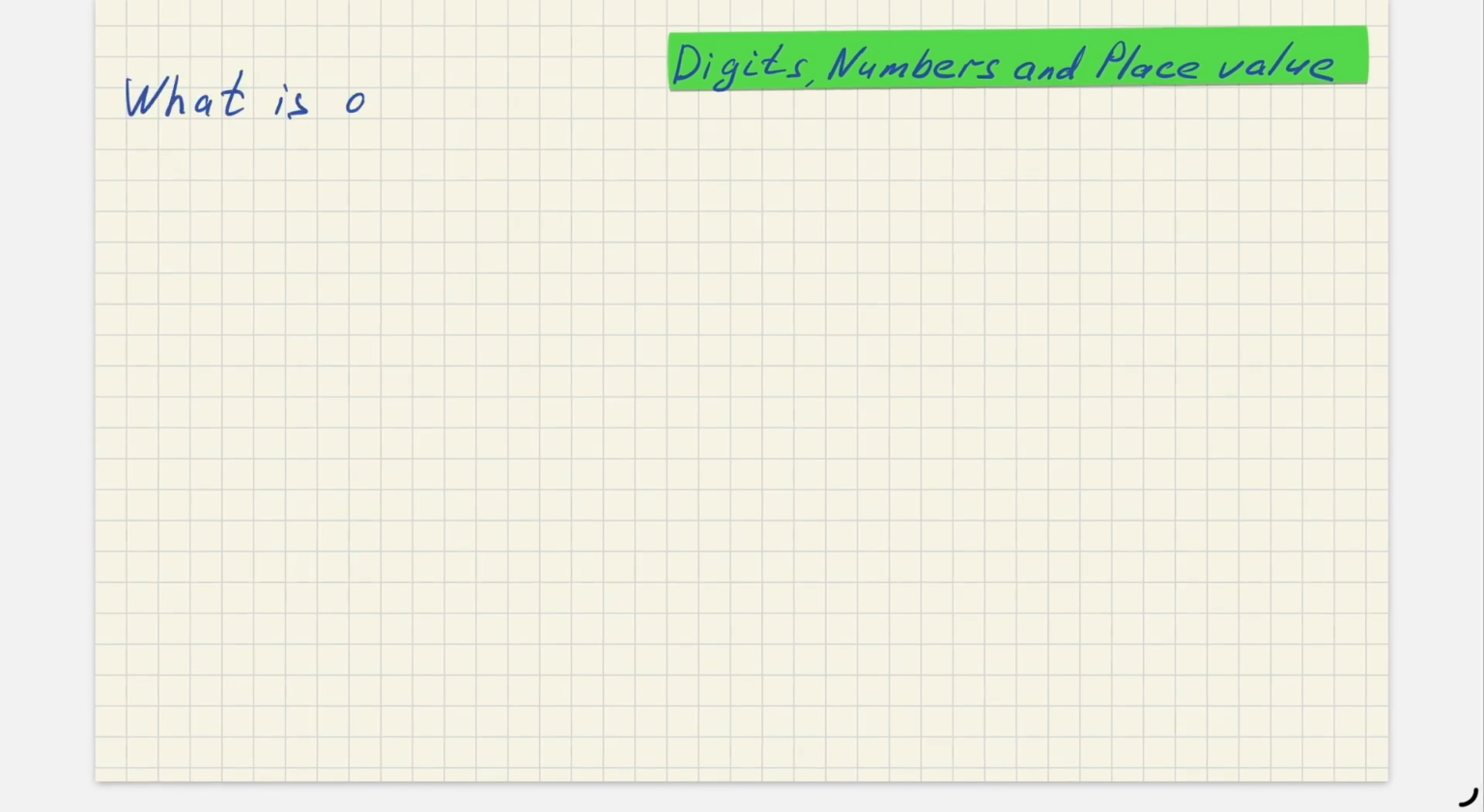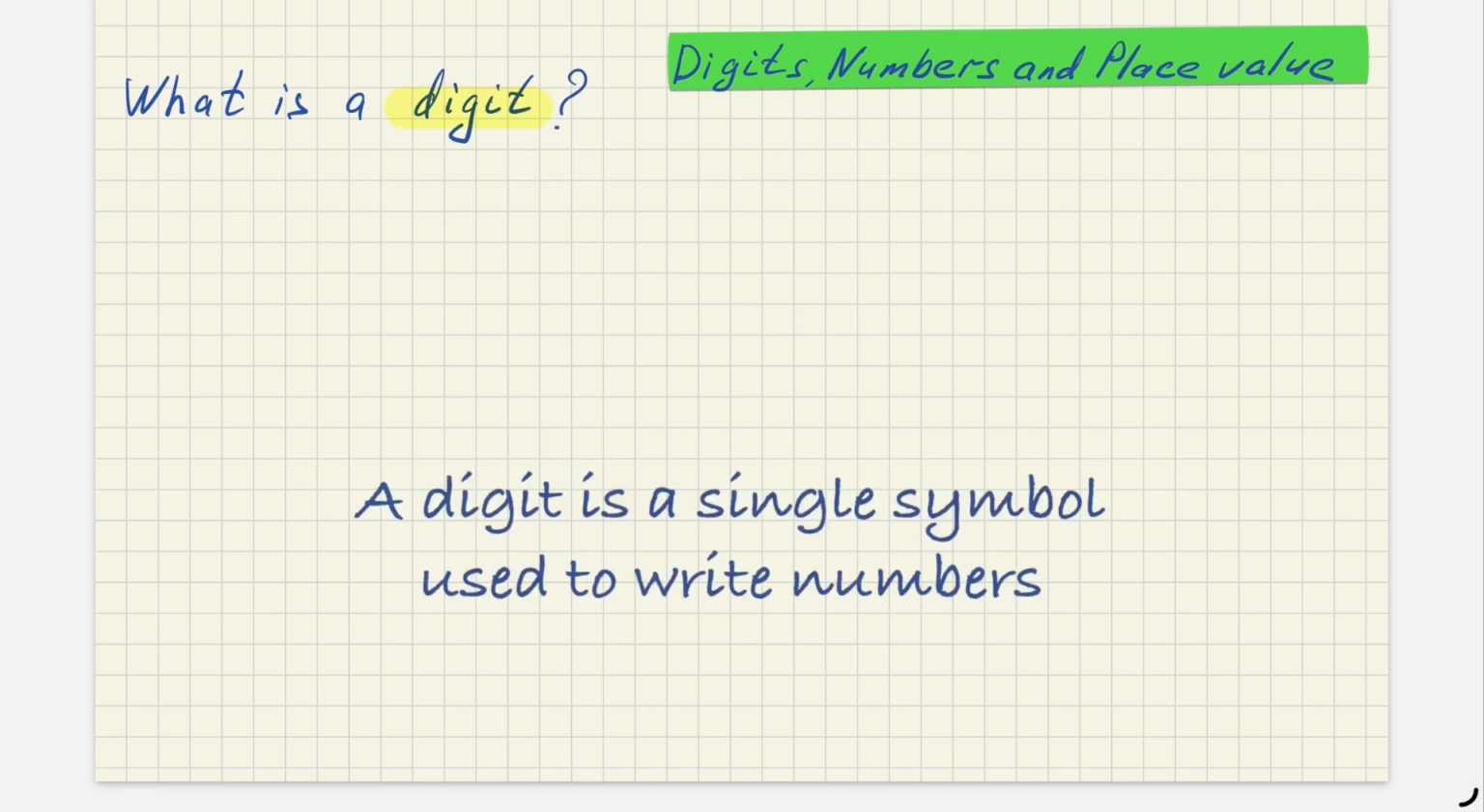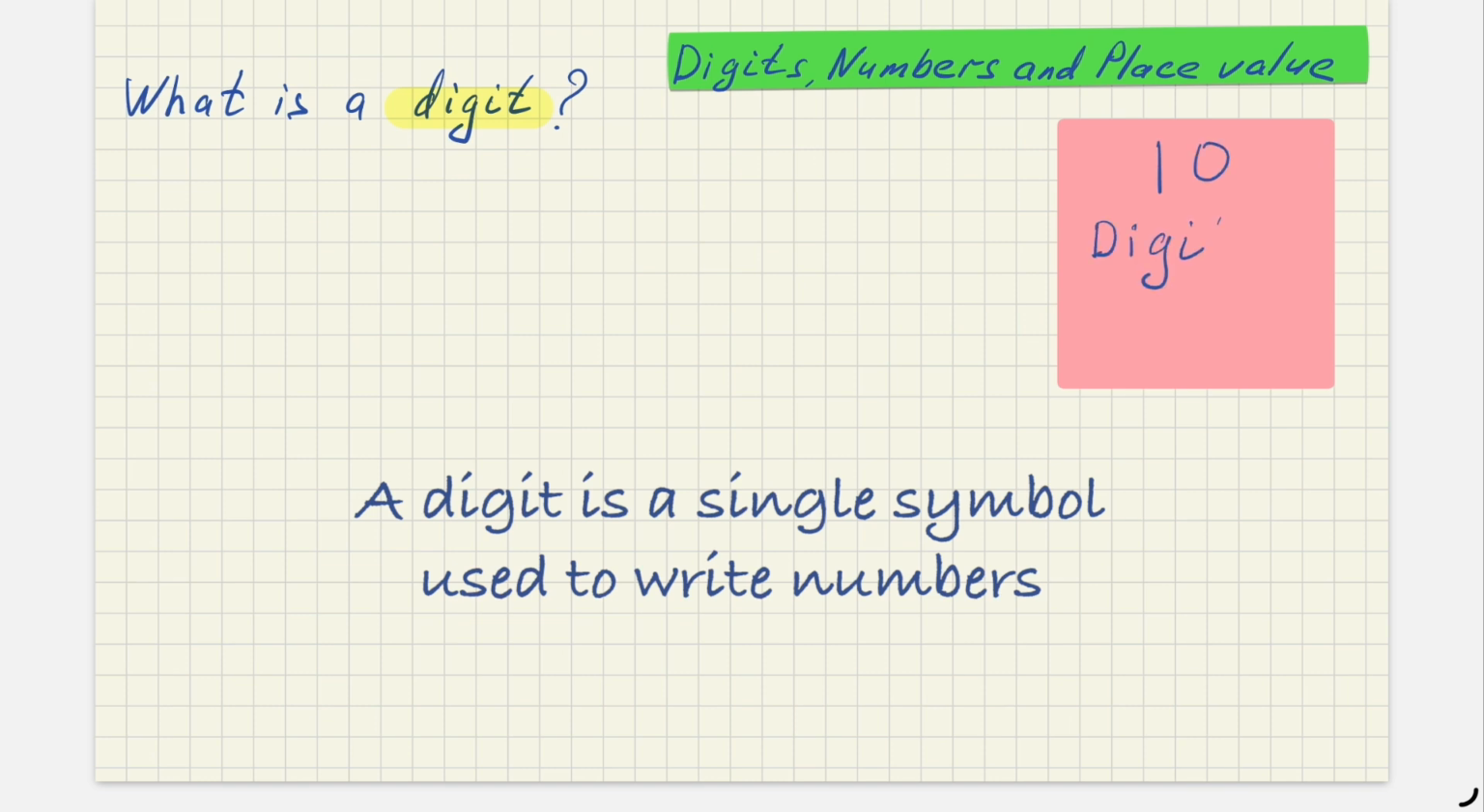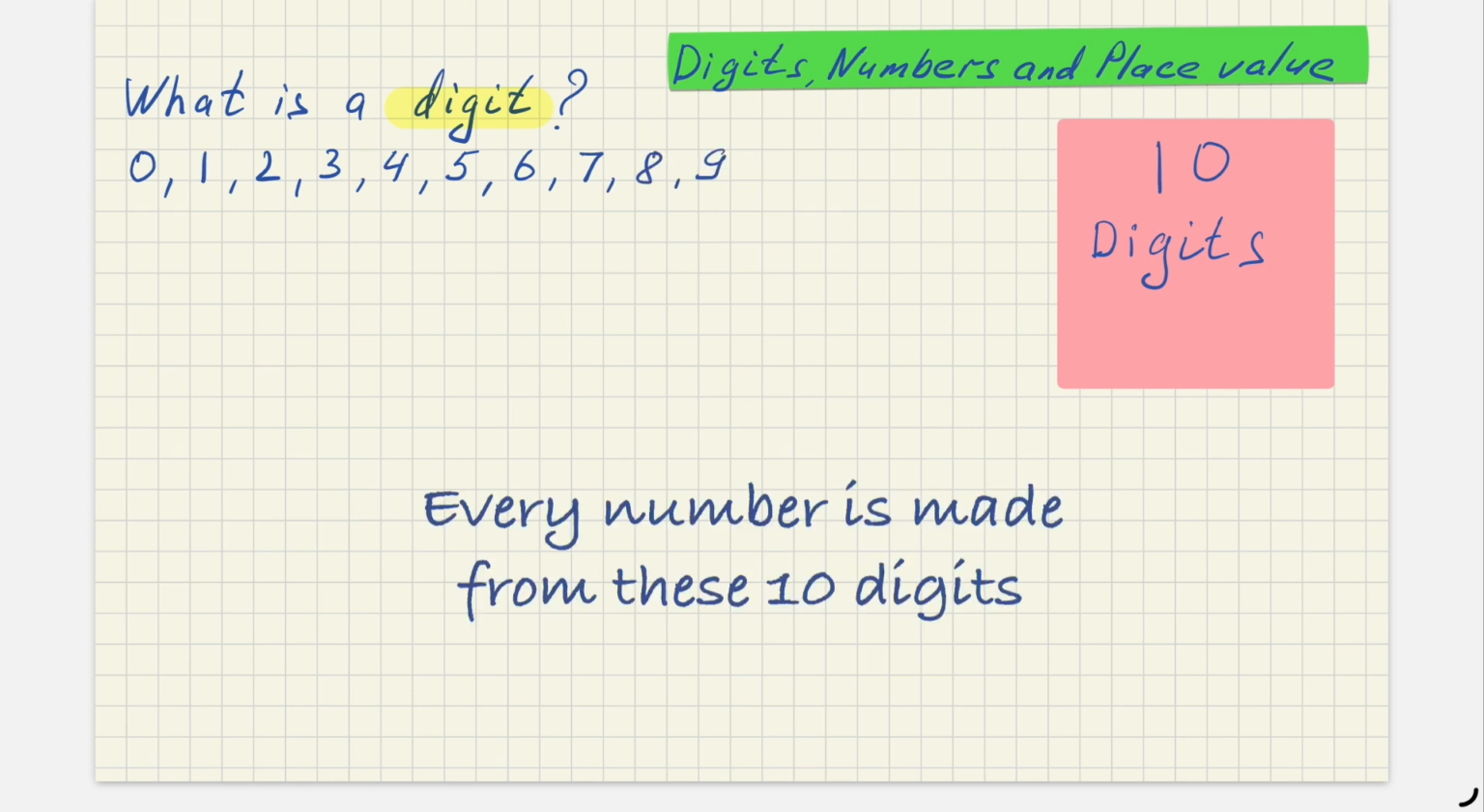Part 1. Digits, numbers, and place value. Before we work with large numbers, let's begin with something simple. What is a digit? A digit is a single symbol used to write numbers. In our number system, we have 10 digits: 0, 1, 2, 3, 4, 5, 6, 7, 8, 9. Every number you have ever worked with, small or large, is made from these 10 digits.